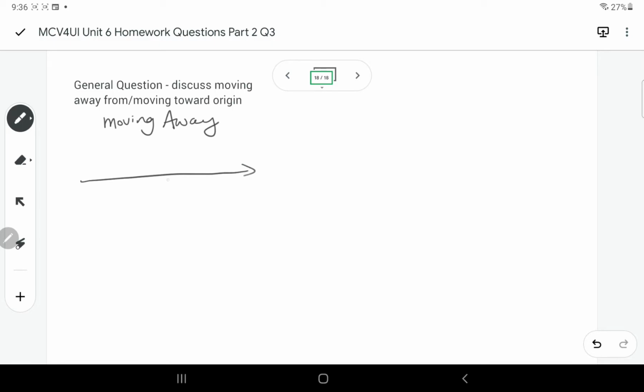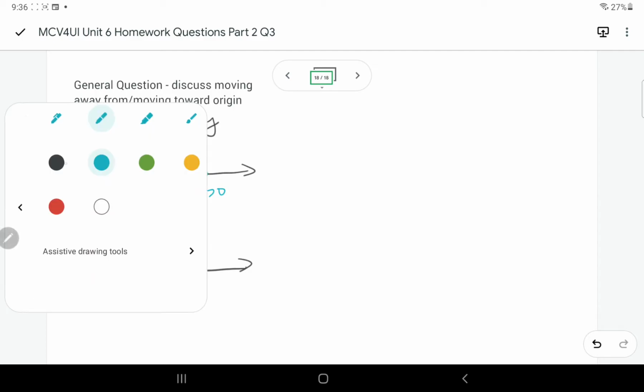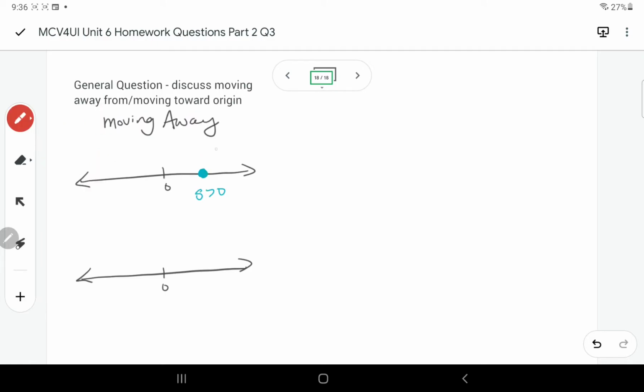Imagine your number line, there's your origin. If you had an object that was moving away, you're going to have two options. If the object is over here, and I'm going to call that S is greater than 0, so its position is somewhere on the positive side. If you want that object to move away from the origin, it's going to have to go that way. So that would also be velocity is positive because it's moving in the positive direction.